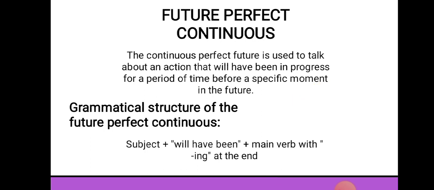Future perfect continuous. It is used to talk about an action that will start in the future and continue until another time in the future. Grammatical structure of the future perfect continuous. The future perfect continuous uses the auxiliary verb will, followed by the auxiliary verb have been and the main verb with ing. The structure is: subject, will have been, verb with ing.